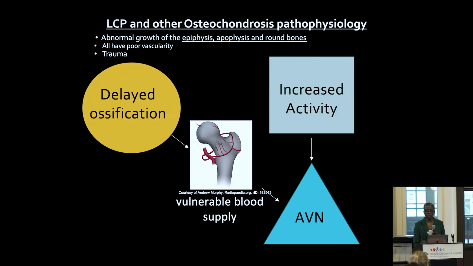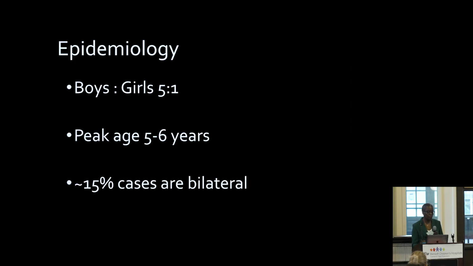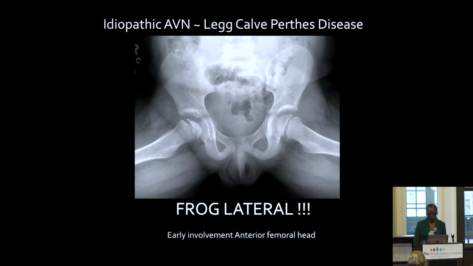But these kids are also very busy, and because of the increased activity and the trauma, that can contribute to the osteonecrosis. And the epidemiology, it's seen in boys more so than girls. The peak age for Legg-Calvé-Perthes is 5 to 6 years, and in 15% of the cases, they can be bilateral.